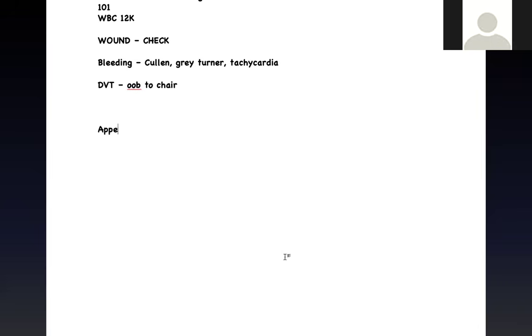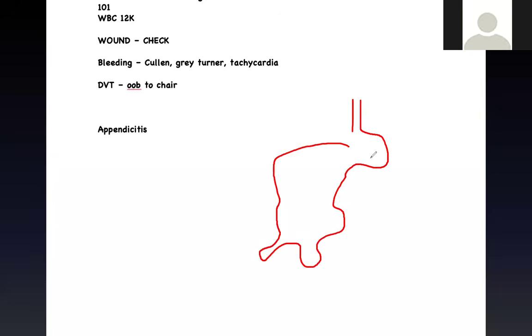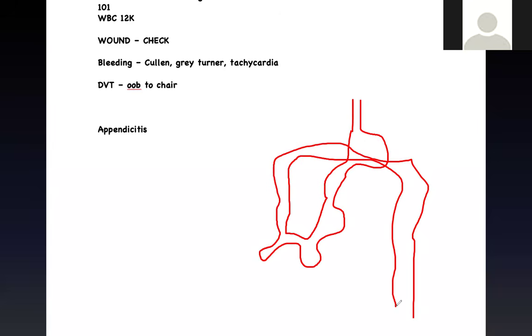Now, appendicitis. Look, when it comes to GI pathology, it's location. So this is your small bowel, your appendix is here like that. And then this is your colon coming down. This appendix is here. So if you draw the line, and this is the belly button, from here to here, this is what we call McBurney's point.